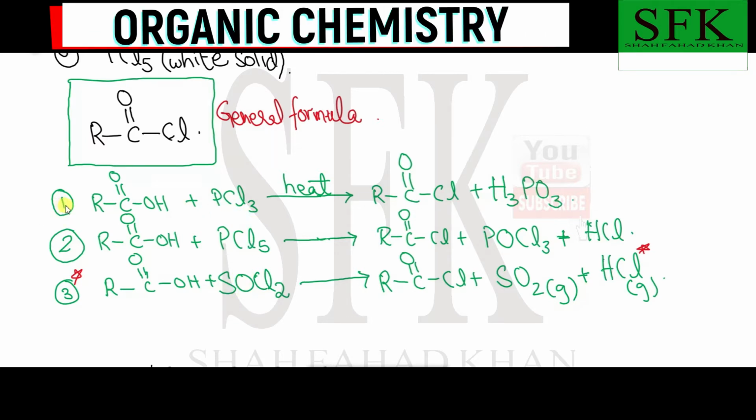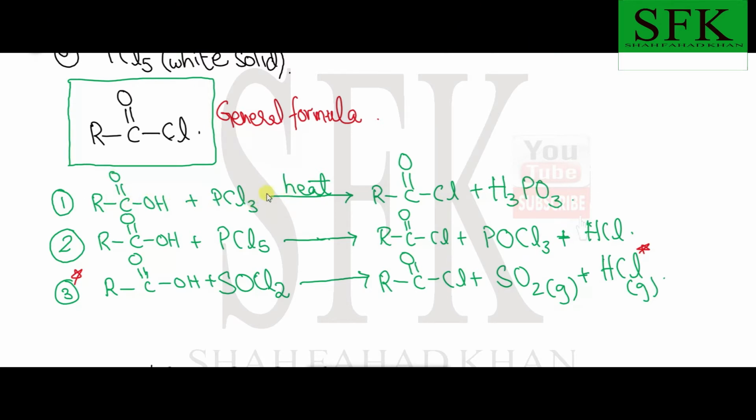Okay, now let's look at the first equation. Our carboxylic acid over here, RC double bond OOH, reacting with PCl3 in presence of heat, produces an acyl chloride. The OH group over here gets replaced by a chlorine atom right over here, and it gives phosphorus acid, H3PO3, as the byproduct. Okay, then the second equation. Guys, these equations are asked in the past papers, so please do learn them.